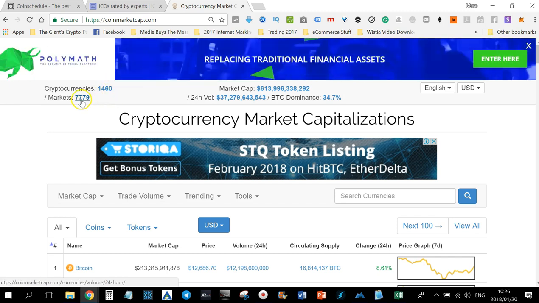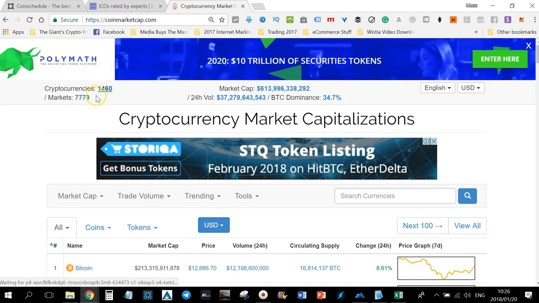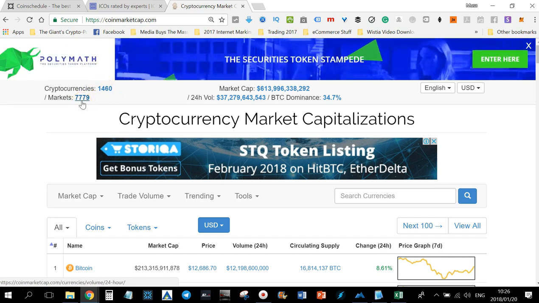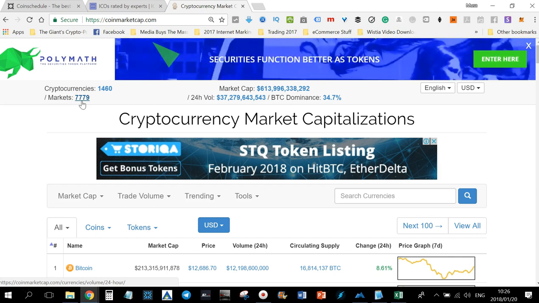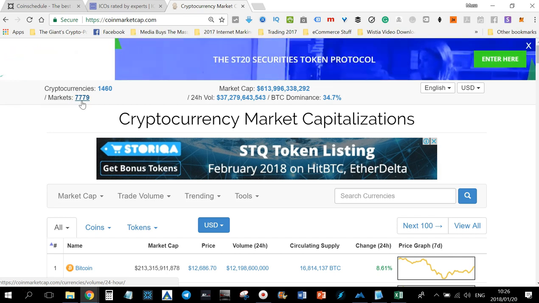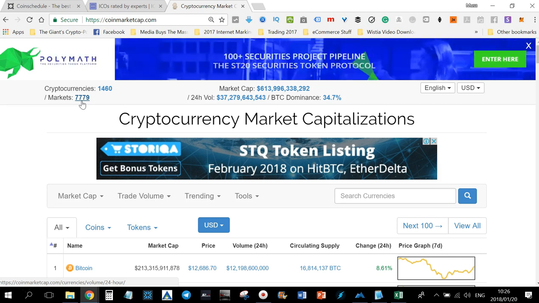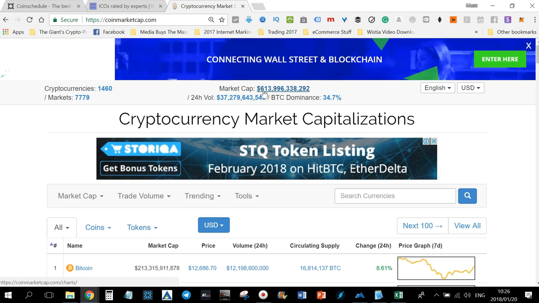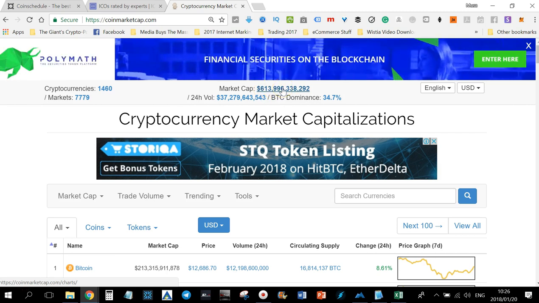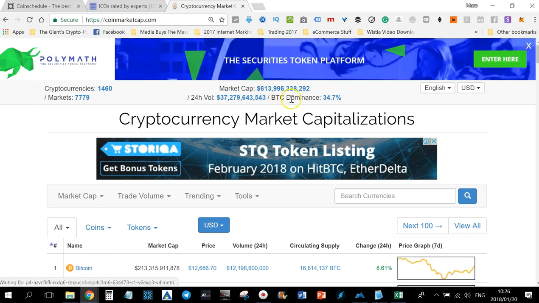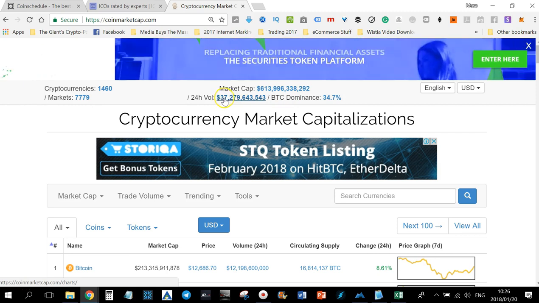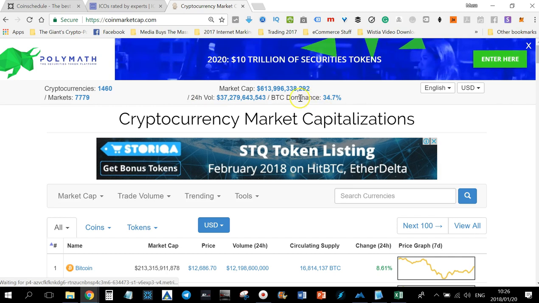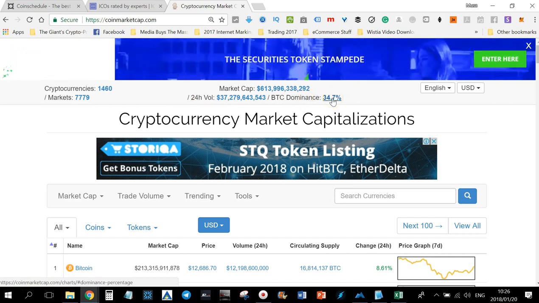And then the markets, this is where all these cryptocurrencies are traded. So currently there are 7,779 markets or exchanges where you can trade all these cryptocurrencies, right? And then this is the total market cap currently. It could be more or less by the time you watch this video. And this is the total volume of all cryptocurrency trading in the last 24 hours. And then this is the Bitcoin dominance currently, right?